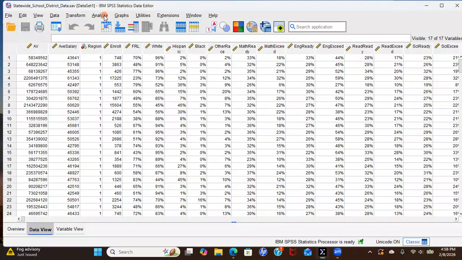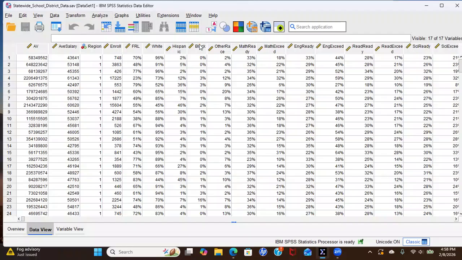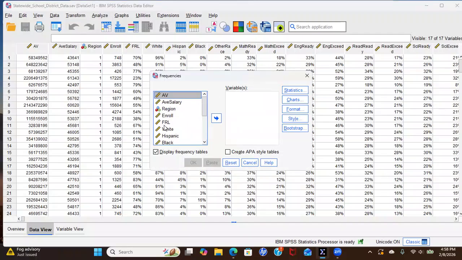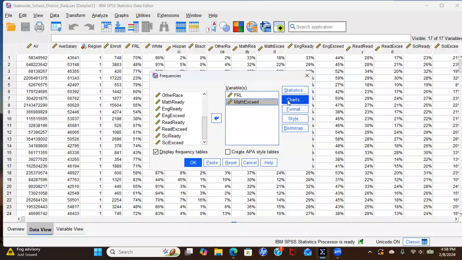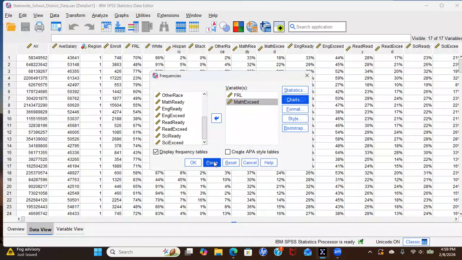So, I'm going to go to Analyze, descriptives, frequencies. I'm going to move my variable for free and reduced lunch over, as well as my math exceeding variable over. Histogram showing the normal curve. I'm going to hit continue. I do want a frequency table so I can determine if there are at least 5 entries in each category, since this is categorical data.